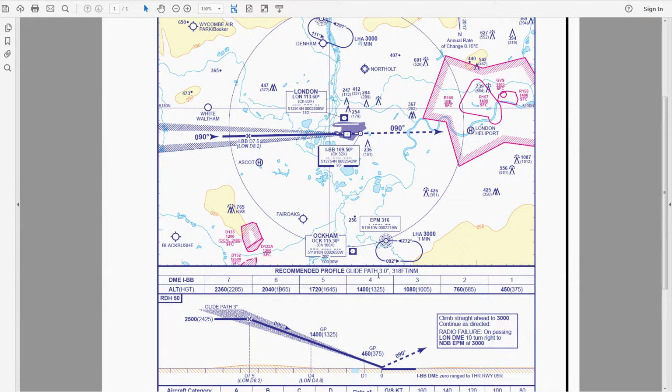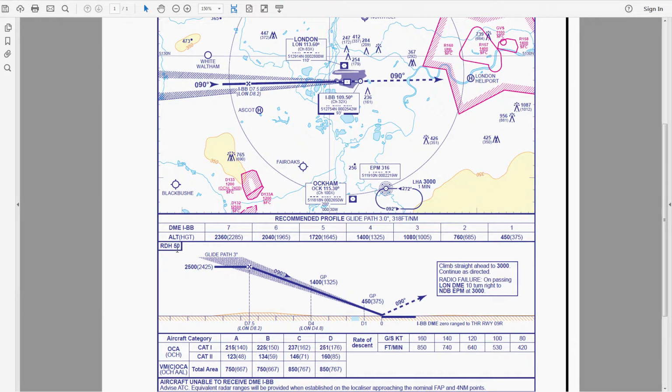Recommended profile, glide path of 3 degrees, which is 318 feet per nautical mile. That's what it wants you to do, and that's a nice descent rate. So you can see that every nautical mile, it's roughly going down 318 feet. In fact, it's 320 feet every nautical mile down. So that's all that is. Very, very simple. RDH 50, I will explain in a moment.